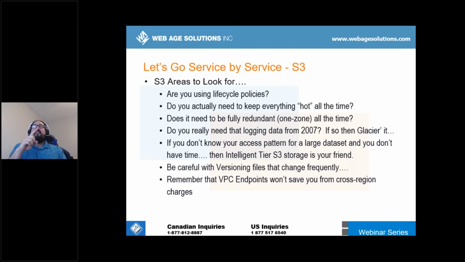Remember also that if you're copying data from one region in AWS to another, VPC endpoints or gateway endpoints won't save you. When you pull data out of a region, you're pulling data out of a region, which means you're going to pay for it. Is it a lot? Not necessarily.